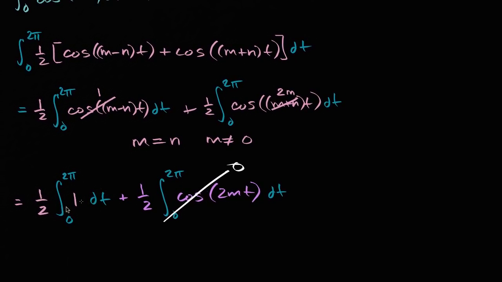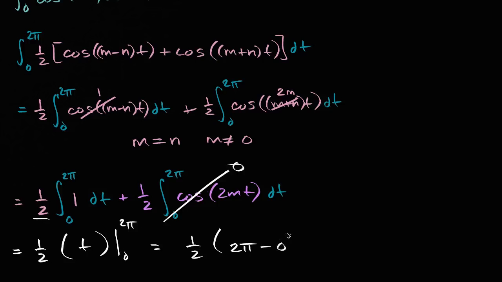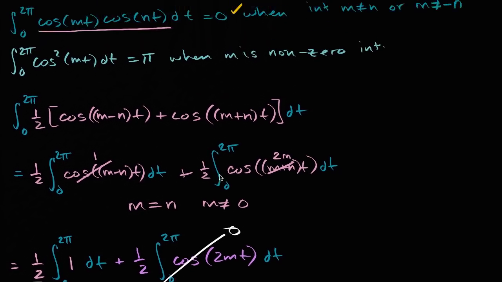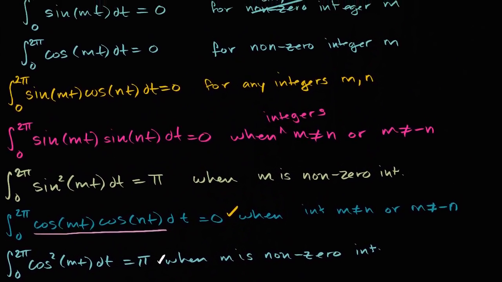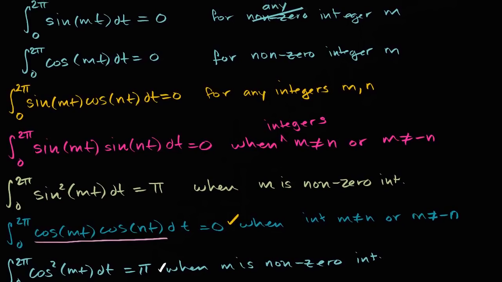And this first one is going to be equal to 1/2 times the antiderivative of 1, well, that's just t, evaluated from 0 to 2 pi. So that's going to be equal to 1/2 times 2 pi minus 0, which is just 1/2 times 2 pi, which is equal to pi. And so we have now established this one as well. And now we have a full toolkit for evaluating the Fourier coefficients, which we will now do in the next video, which is very exciting.